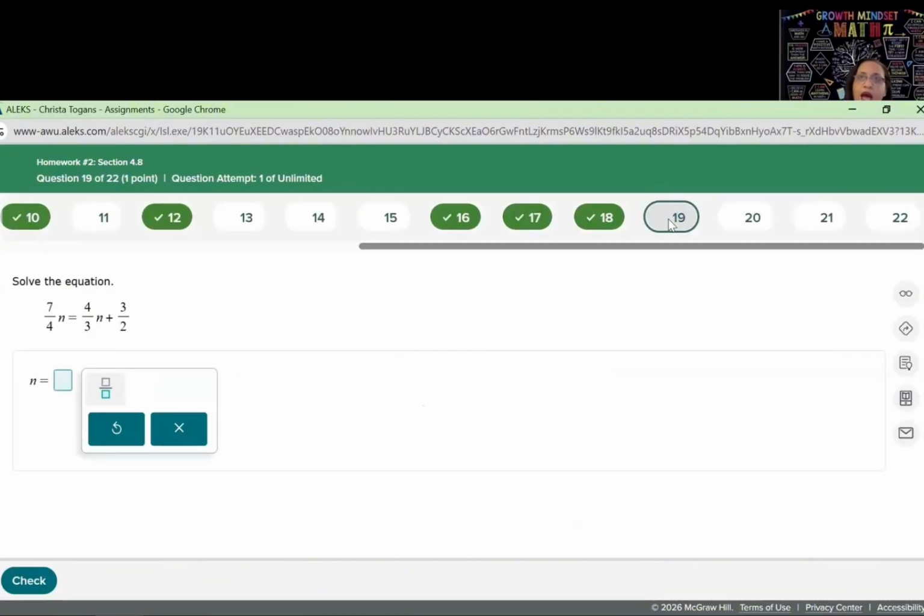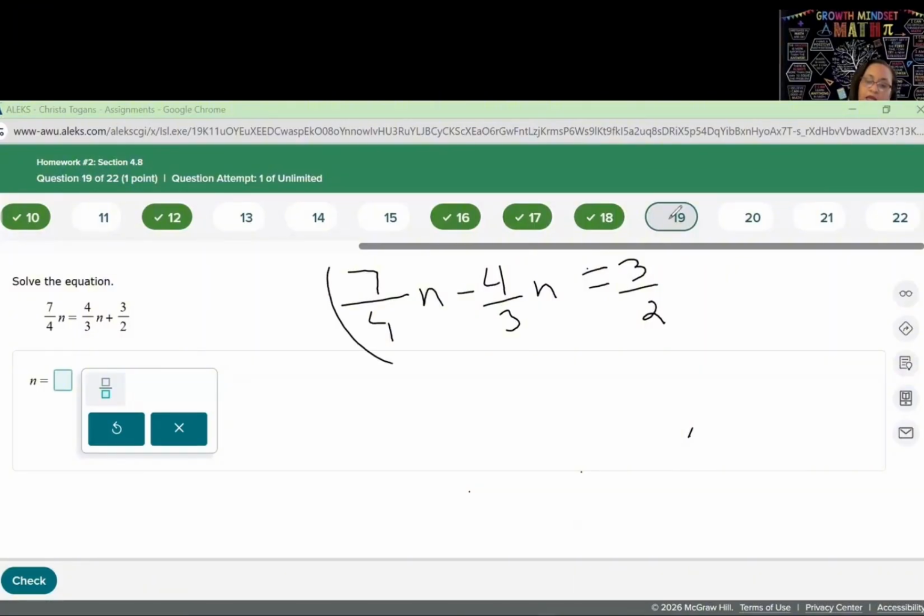And then this time I have two terms that have an n in them. So it's a little bit different. So I'm going to subtract 4/3 n from the right side. And that's going to be equal to 3/2. And then I need to combine these, so I need a common denominator. Oops, I did not mean to leave the n out. So this would be 12. 12 divided by 4 is 3. 12 divided by 3 is 4. That's gone now. And then I can write everything over 12.